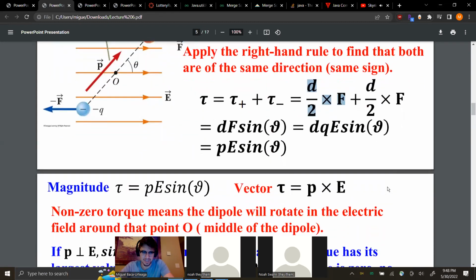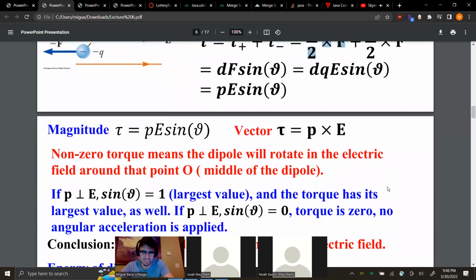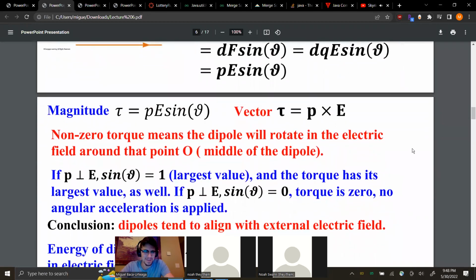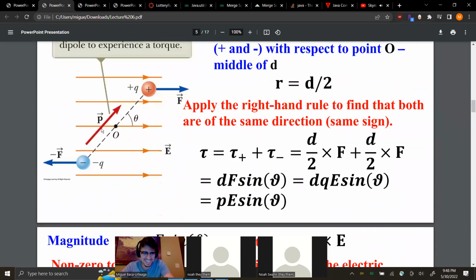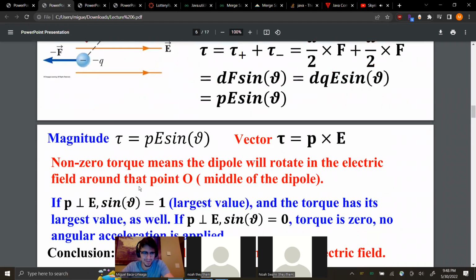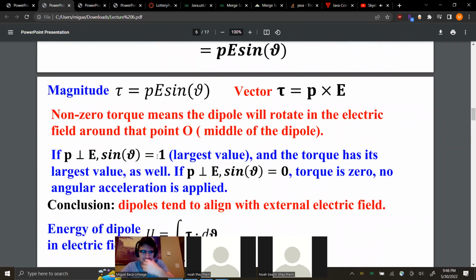Okay, we'll just keep reading through this. It'll make sense eventually. Magnitude equals, torque equals P times electric field times sine theta. What's the P again in this instance? That's the dipole moment. Okay, just making sure. So P is the dipole moment.